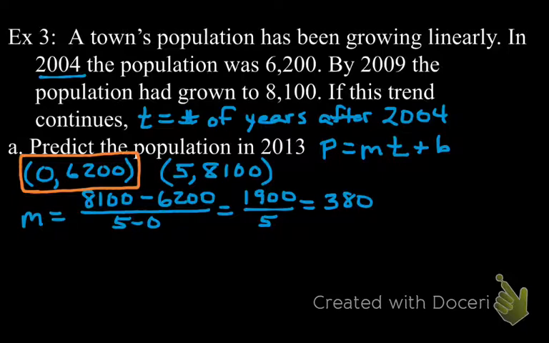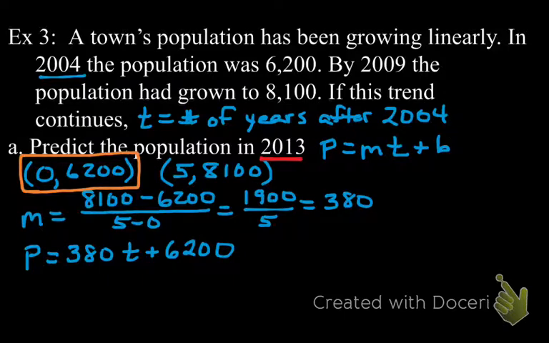So let's see what we've got here. P equals 380 times T plus that 6,200. So that is our model. But again, we haven't answered the question yet. The question was to predict the population in the year 2013.